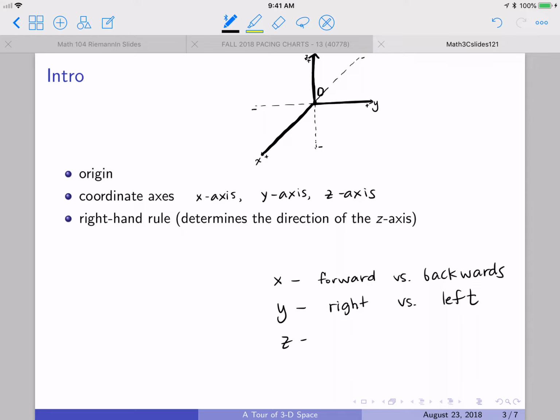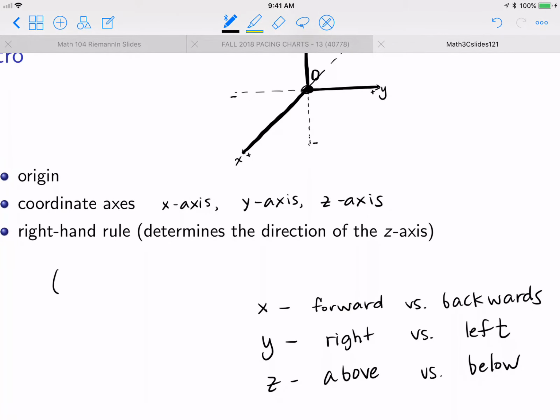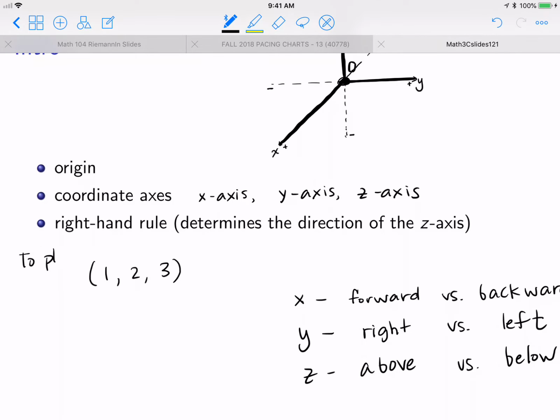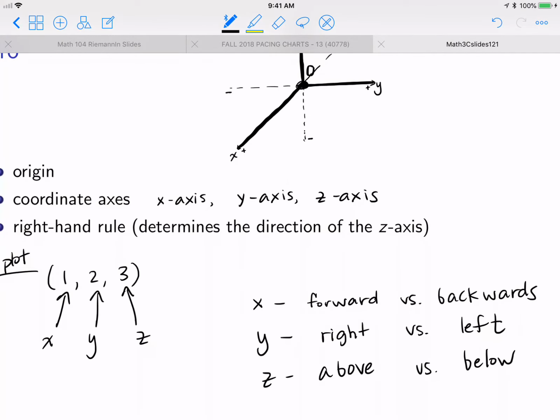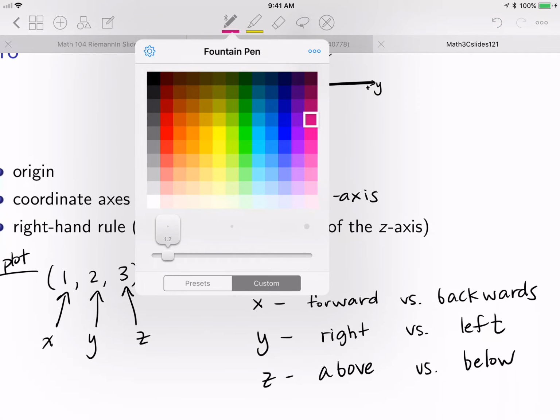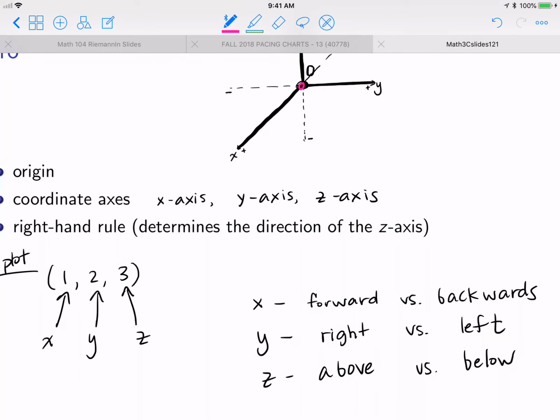Forward, backwards, right, left, above, below. And everything is with respect to the origin, right? So you start at the origin, and let me show you how to plot a point. Suppose I wanted to plot the point (1, 2, 3). Now 1 is my x coordinate, 2 is my y coordinate, and 3 is my z coordinate. So I need to move forward 1 unit. I'm going to do it in pink here. Starting at the origin, move forward 1 unit. Now I need to move right 2 units.